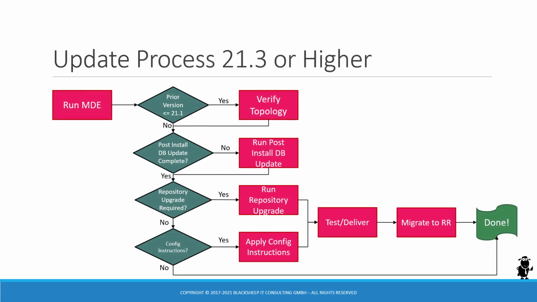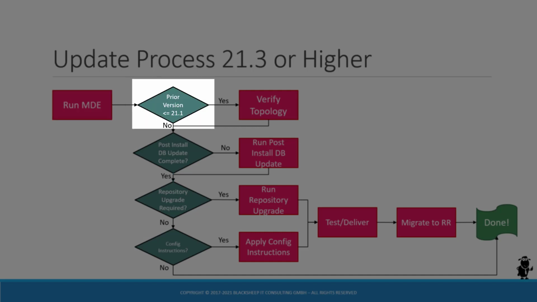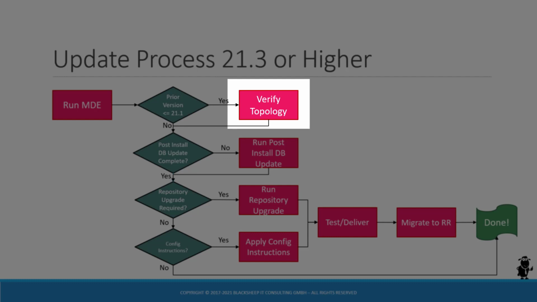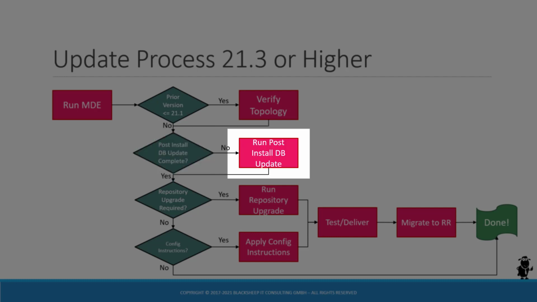We have a little bit of a diagram here where you see since 21.3 this is the update process. So various checkpoints exist. So you run the MDE. If your prior version is less than or equal to 21.1, you should verify the new topology, if everything's correct. Custom files have been copied over correctly. If you already ran post-install database update as part of the MDE, you're fine. If not, run it now.